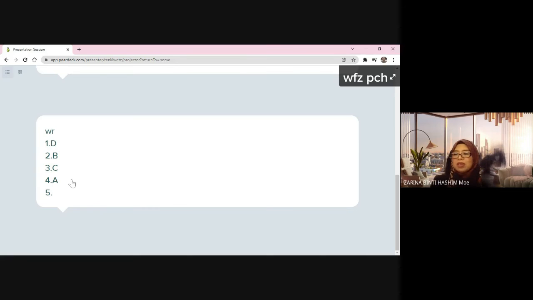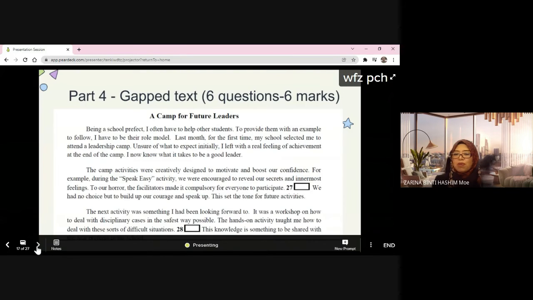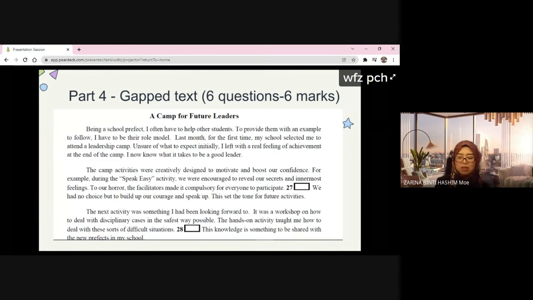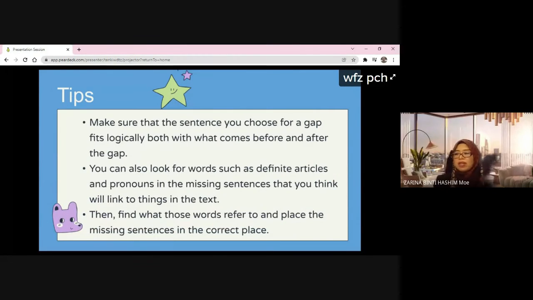Now let's go through the next part, which is part 4. Part 4 is actually a gap text. This is the part where I think most of you may not be able to get all the answers correctly, but you can if you know the steps or the strategy to find the correct answer. Tips: first, you have to make sure that the sentence you choose for a gap fits logically with what comes before and after the gap.